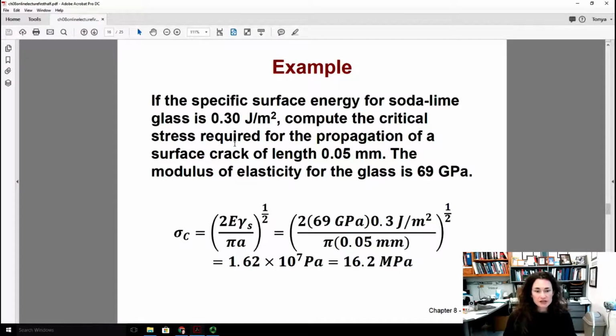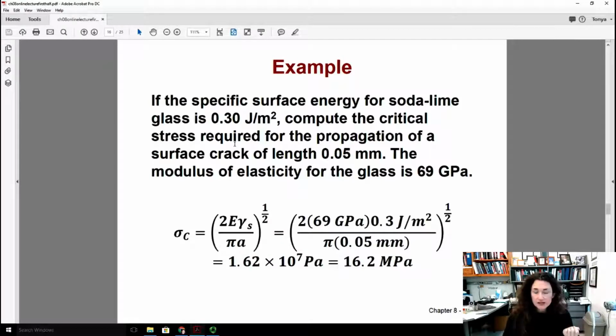So here we're calculating sigma sub c, which is the square root of 2E gamma s over pi a. We're going to plug in the numbers that we have for this problem. So we've got the square root of 2 times 69 gigapascals times 0.3 joules per meter squared divided by pi divided by 0.05 millimeters. And when we calculate that, we get 16.2 megapascals.